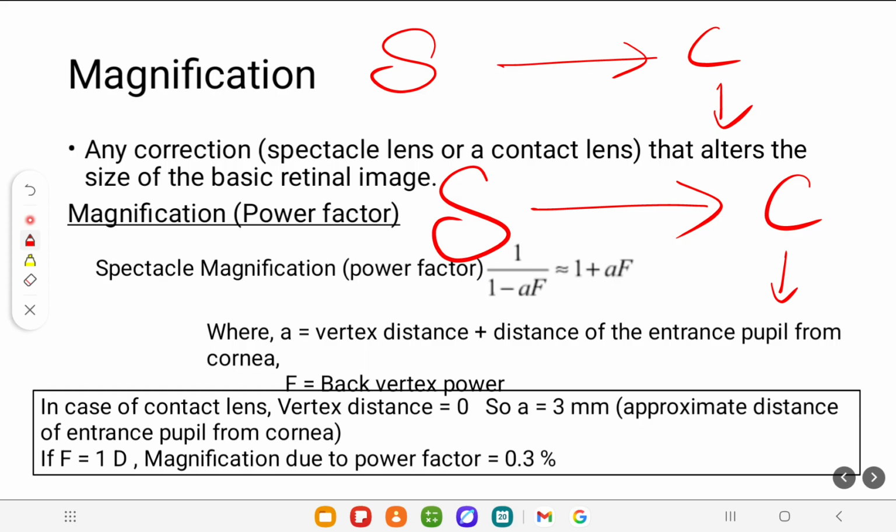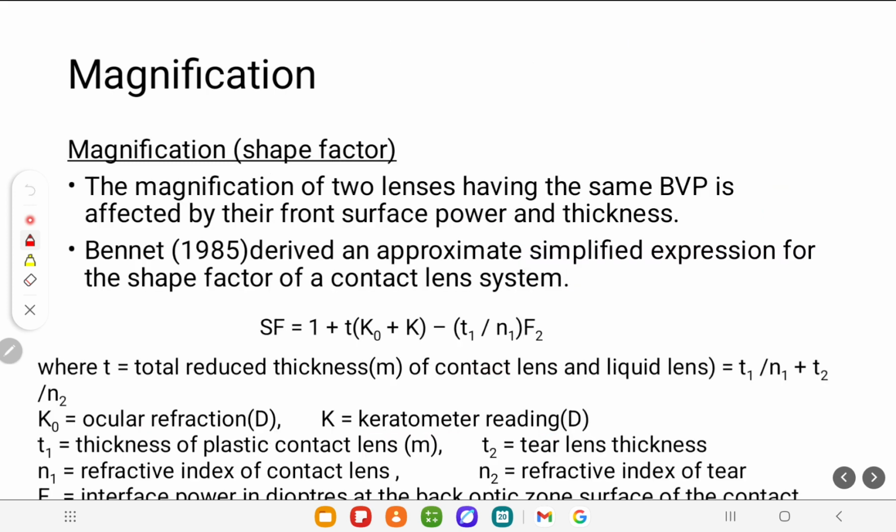So spectacle magnification, you know this formula, where F is the vertex power, and in the case of a contact lens, the vertex distance is 0. A is 3 mm because it's basically the distance from the cornea to the entrance pupil. So if F is 1 diopter, the magnification factor is only 0.3%. Okay, these are all formulas which are derived, and there are many things here, so don't panic about it.